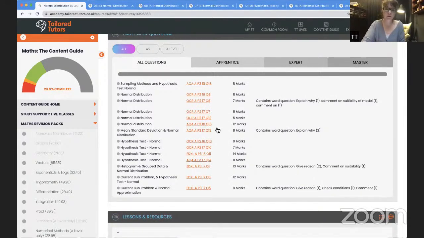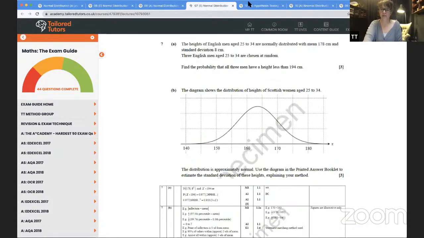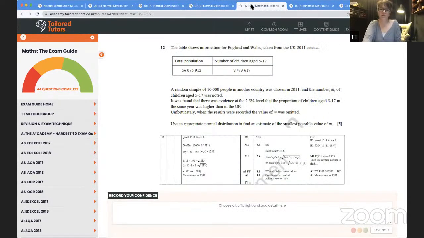Okay, so I have screenshot the normal distribution questions that don't involve the hypothesis test. And I'll show you, there's 5 of those. I'll show you a few and you can choose which one that you would like to do.